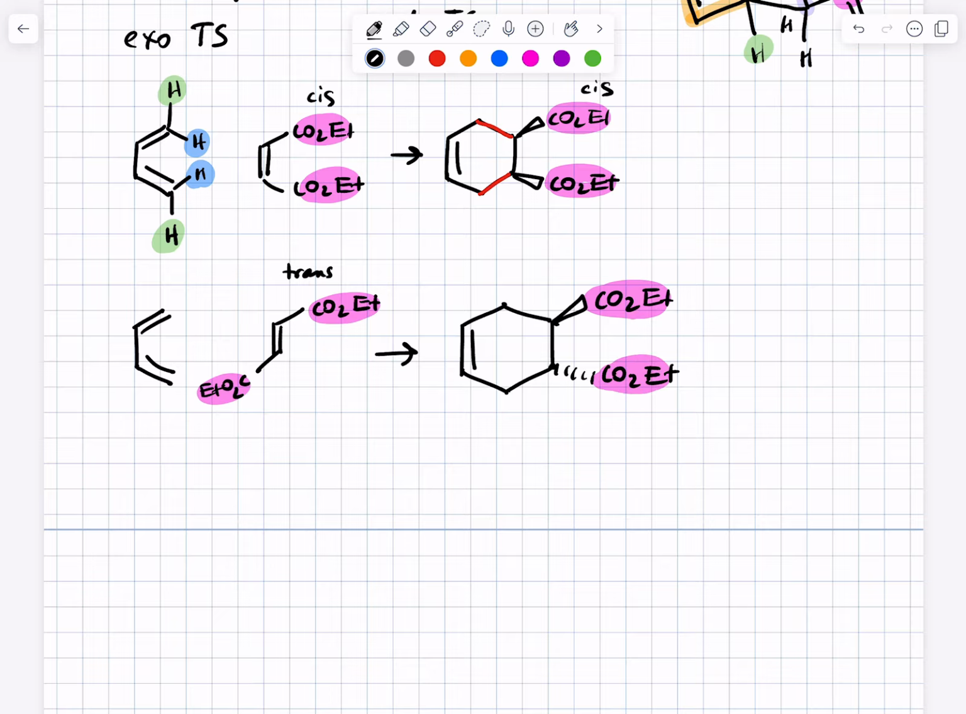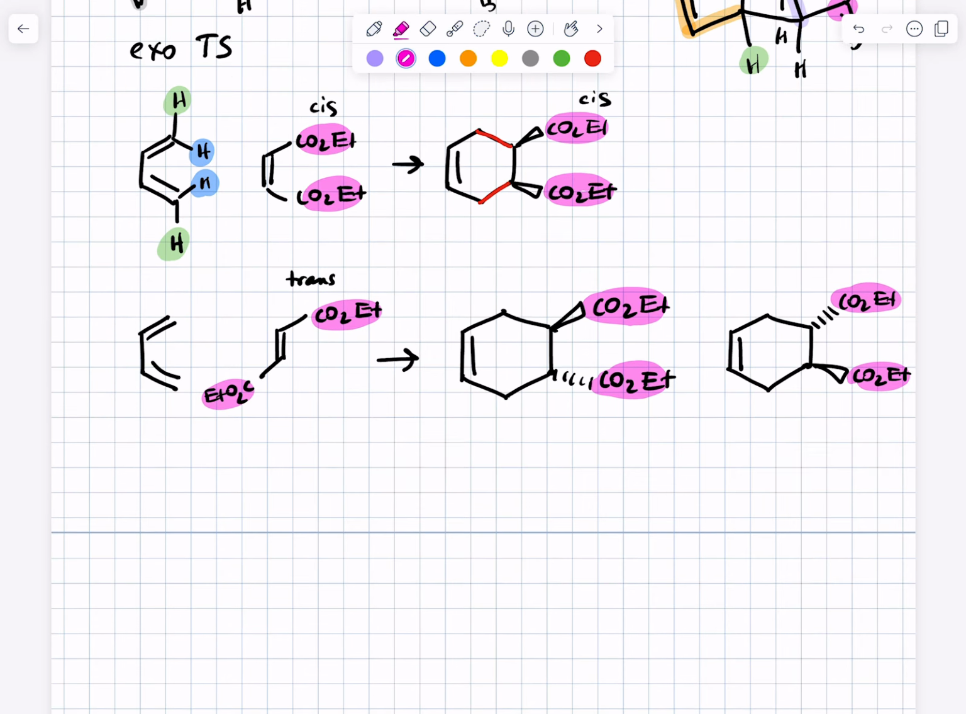Now it turns out that that product is chiral, but our starting materials were not chiral, so we have to get the other enantiomer too. We can get that other enantiomer by chance in a couple of ways. You could get it by having the dienophile approach the diene from the other side, or you could actually flip the diene over.